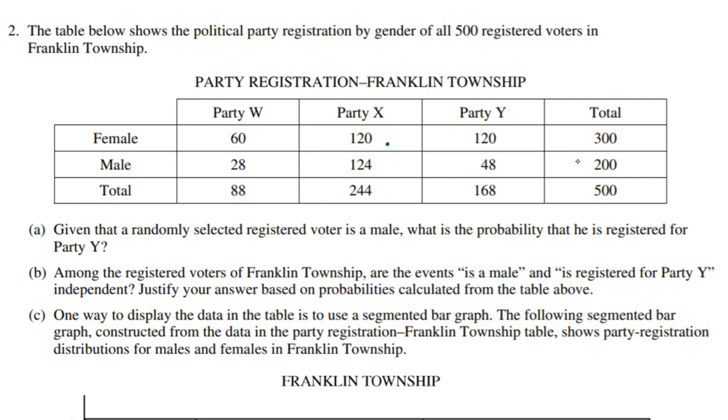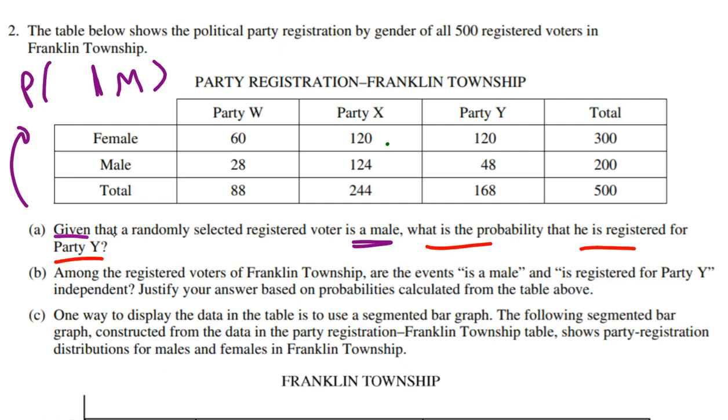So, question A says, given that a randomly selected voter is male, what's the probability he is registered for Party Y? So look for that word given. Whenever you see that word given, that means you have a conditional probability. And so the notation for that is as follows. Given they're male, so you know probability, open parenthesis, vertical line, close parenthesis. Whatever is given goes after that vertical line. That's just how we write it. It's the convention. And then they say, what is the probability that he is registered for Party Y? So we're saying, what's the probability someone's Party Y given they're male?